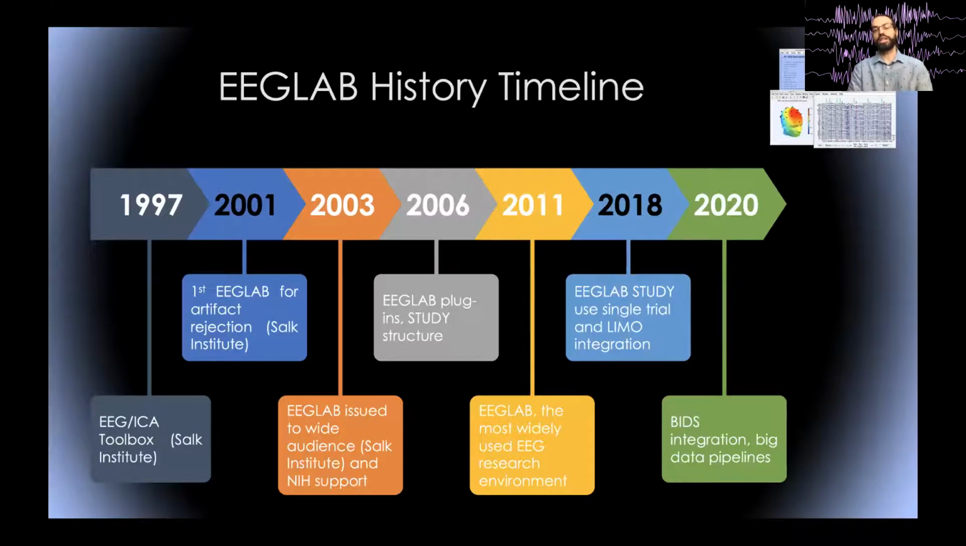So BIDS is the brain imaging data structure. It's a type of file format for neuroimaging data, and originally was for MRI, and now it's also for EEG, and creating big data pipelines. So I'll talk a bit about that. And the big data pipelines are running on NSG.